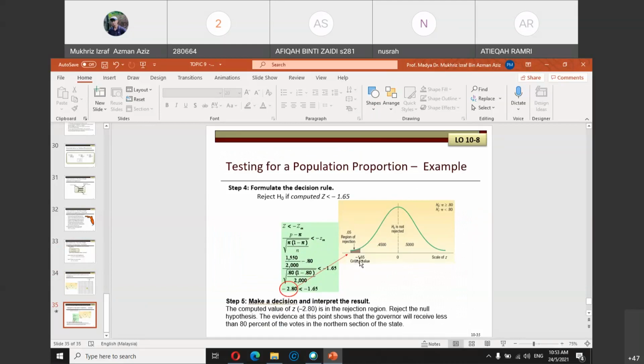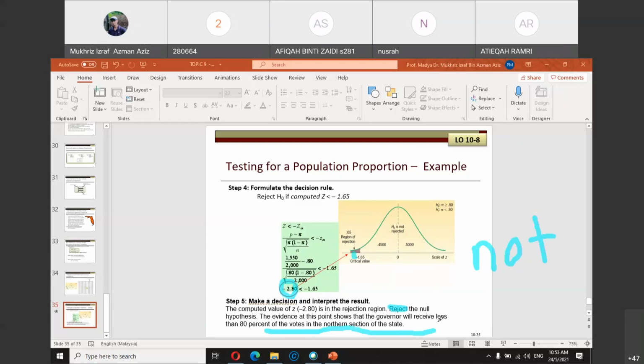Negative 2.8 is smaller than negative 1.65, meaning the value is inside the area of rejection. Negative 2.8 is somewhere here, so you are going to reject the null hypothesis. Remember, if you reject, you need to add the word not in your third statement. Never mind, how you write this conclusion.